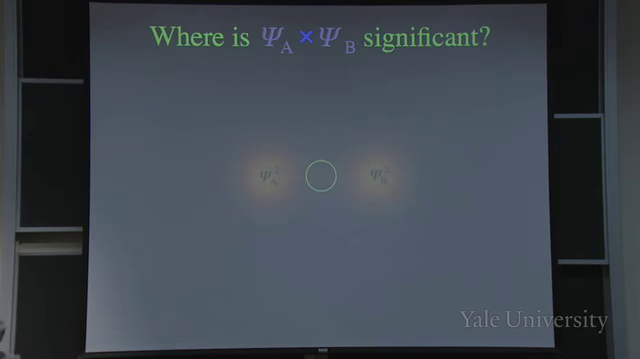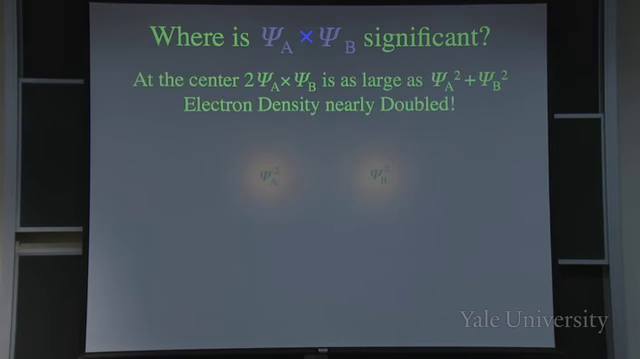Now they're equal, and they're halfway between, they're equal. So both of them are a little bit small, but their product is still significant, right? Only in this region where they overlap is that product significant. Okay, so at the center, notice that the number psi A assigns and the number psi B assigns are the same number.